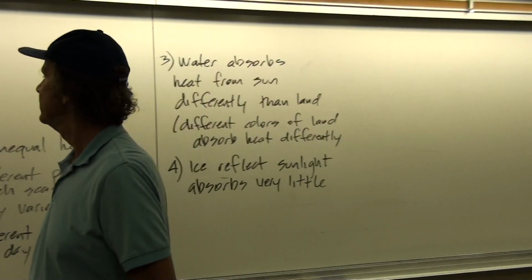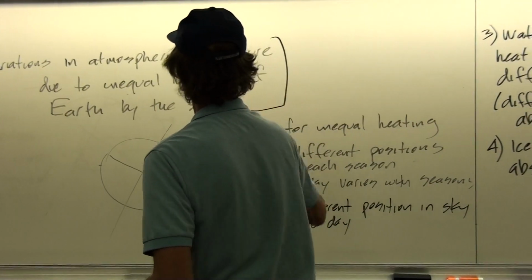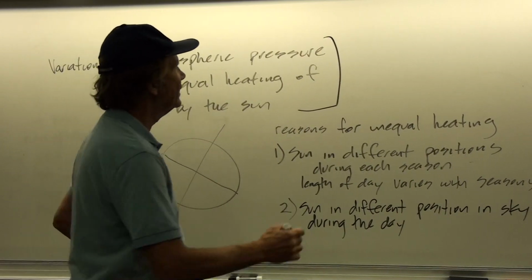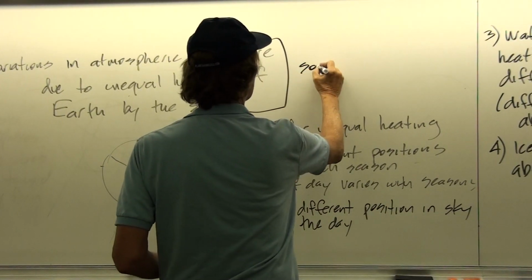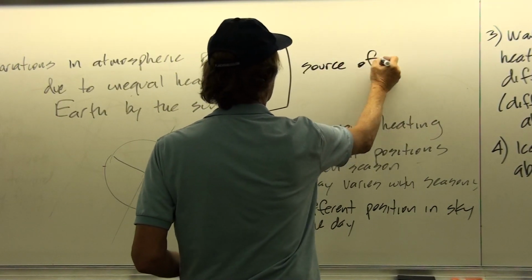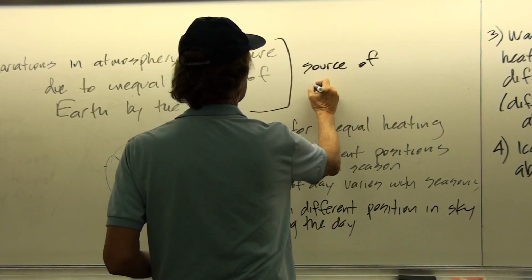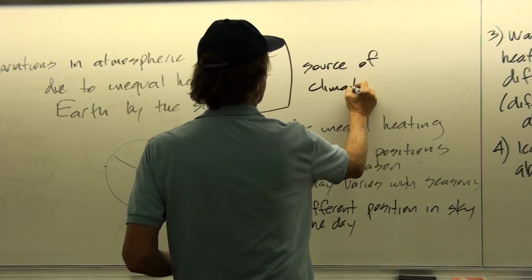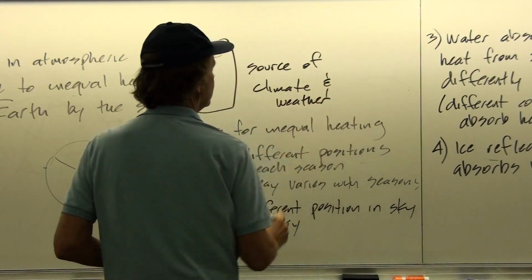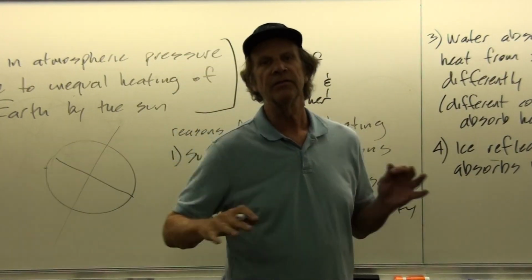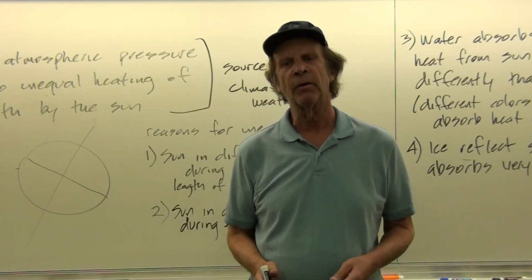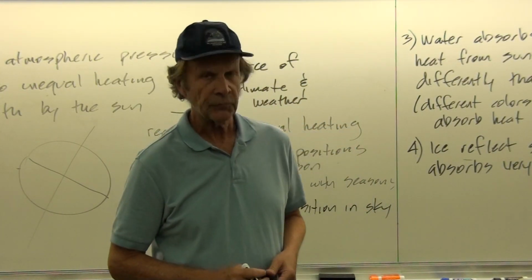And so this is really not only the source of variations in atmospheric pressure, but because of that, this is the source of our climate and weather. Because if all of the pressures and all of the temperatures were the same worldwide, we wouldn't have any weather, excuse me, or climate.